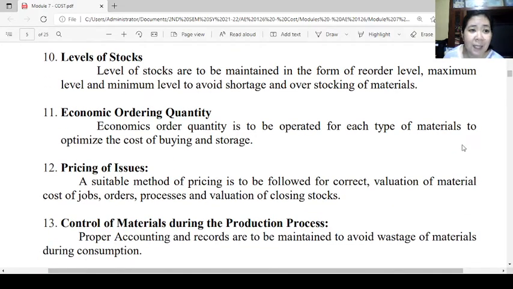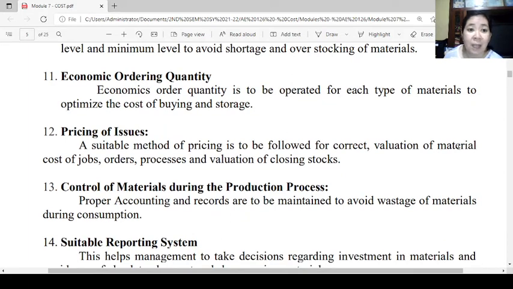Number 10, levels of stocks. So, the levels of stock are to be maintained, and also to form, most especially, the reorder level to make sure that the entity will order at the right time. Maximum level also, and minimum level, to avoid shortage or overstocking.